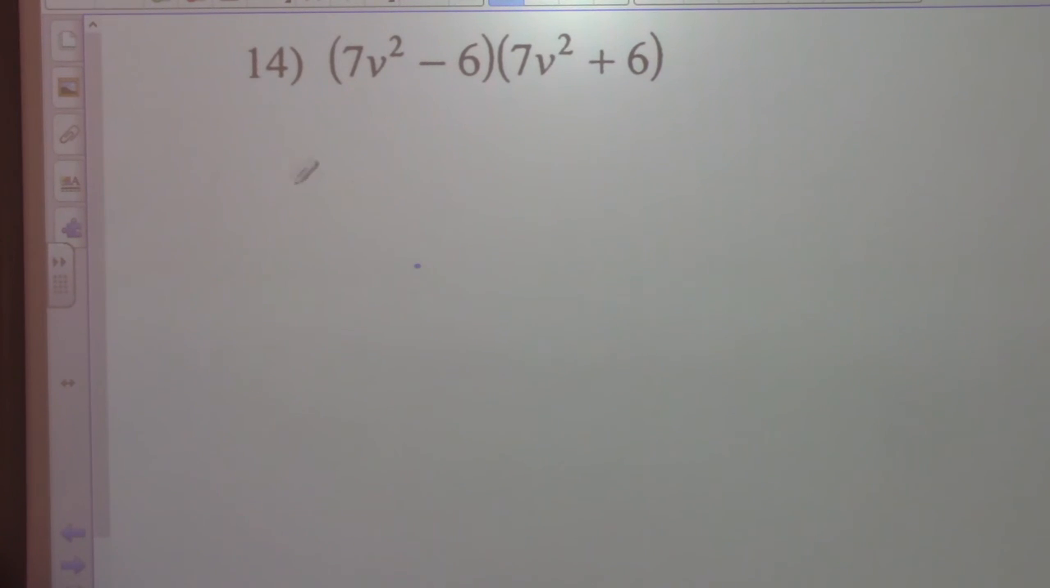Okay. 49 v to the power of 2. Oh, 4, okay. Minus 36. Does that look right? There's no squared thing in here at all? Okay. And did you work it out with a box, Gio? Okay. All right. Okay, questions on this?